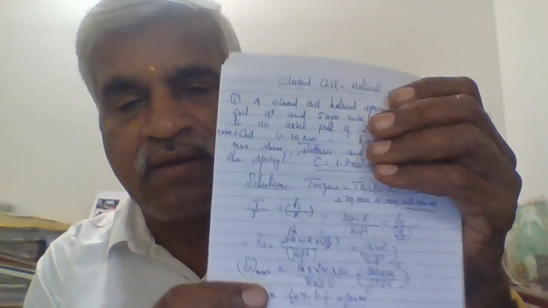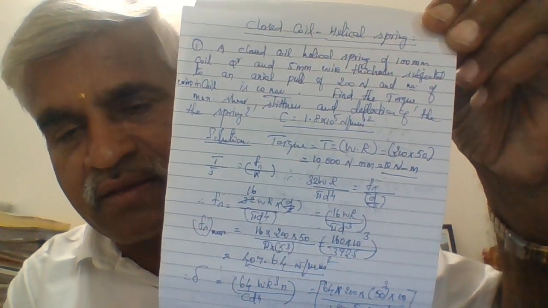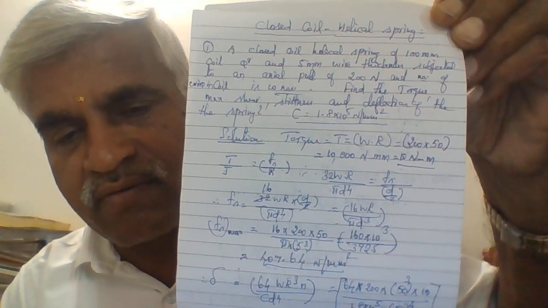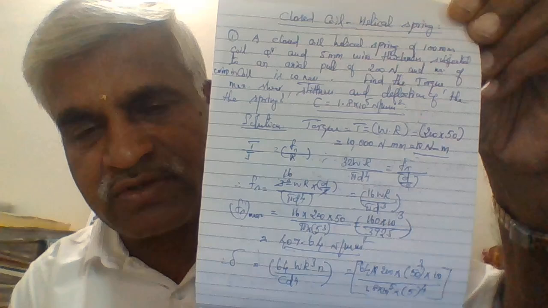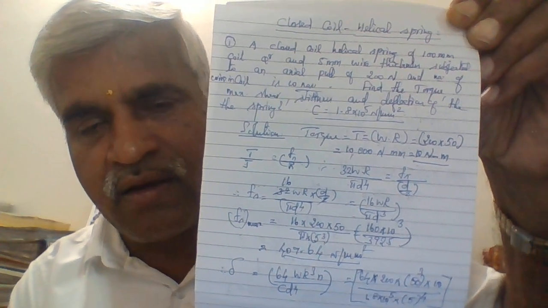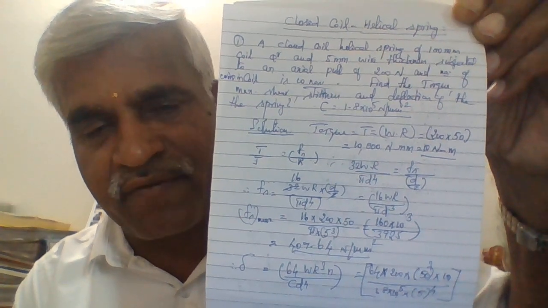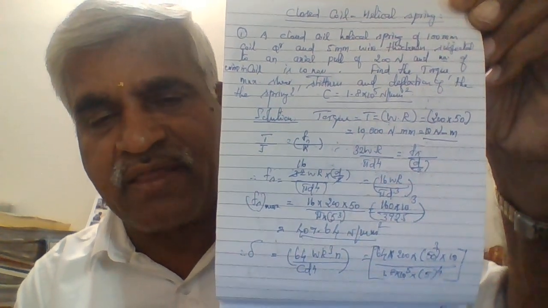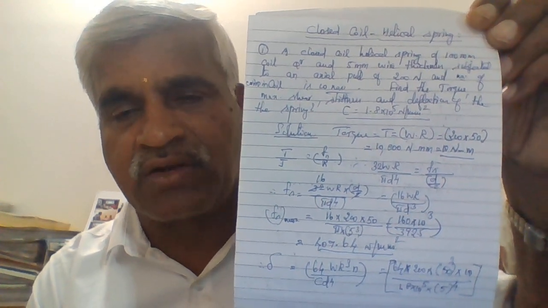So you are getting the value of 10,000 Newton millimeter. Now we can see that the problem is worked out for the data I have given. So it is 10,000 Newton millimeter or 10 Newton meter. So that is the torque developed in the spring. Then what will be the maximum shear stress? So that can be taken from the torsional equation.